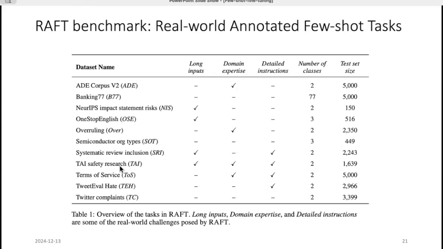And so these are the list of the data sets they put over there. And whether it has long inputs, especially if the task requires long instructions, whether domain expertise is required for this, whether detailed instructions are provided. And for these classifications, what is the number of classes for the different tasks? Beyond the 50 training examples, there's also a big test set, unlabeled. So for each of the tasks, they also have a big test set over there.